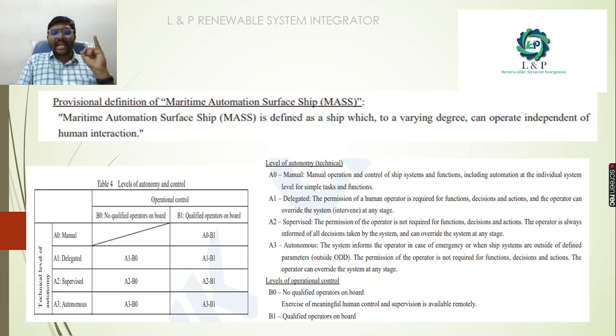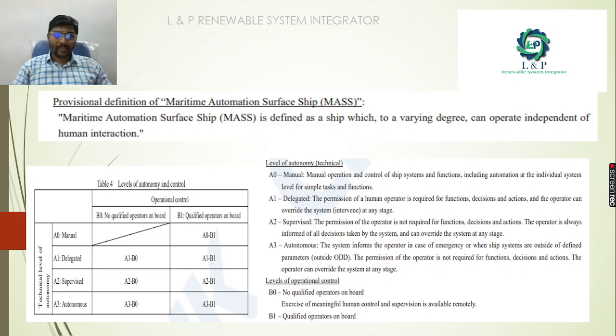A0 is a manual one, A1 is a dedicated one, A2 is a supervised one, A3 is a fully automated one. And when we get into the level of automation, we have B0 level and B1 level. B0 is no qualified operator on board. B1 is a qualified operator on board connection. Okay, so we had given you a table which represents the different technical levels of autonomy which are available in the market.